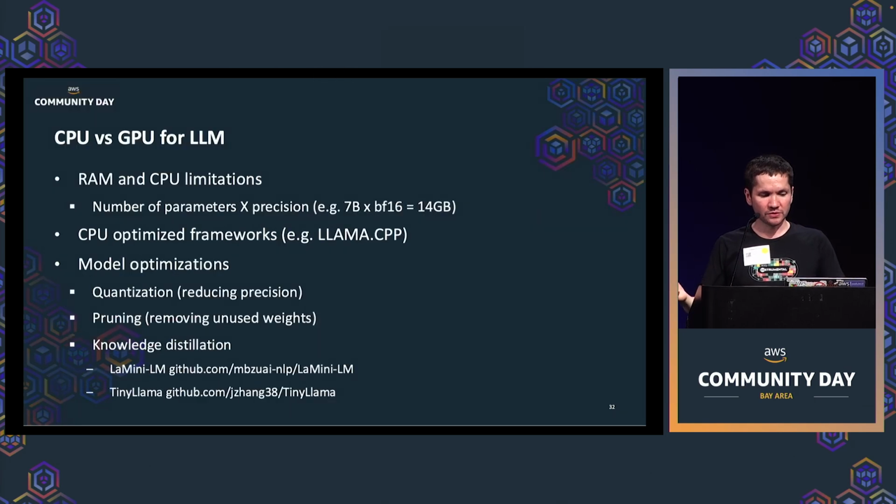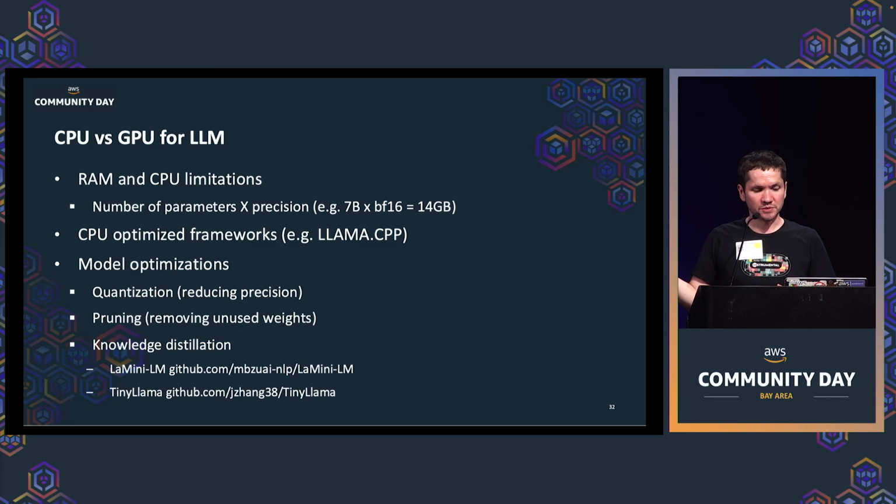So that goes back to the question of using CPU versus GPU for LLM. Certain models can be optimized through different optimizations for CPU. The first parameter to keep in mind is the number of parameters and precision. So when people say Llama 8B, it's 8 billion parameters.